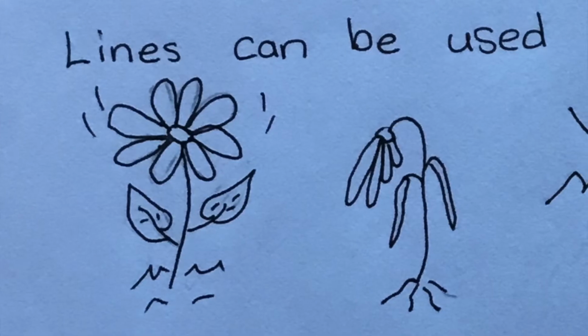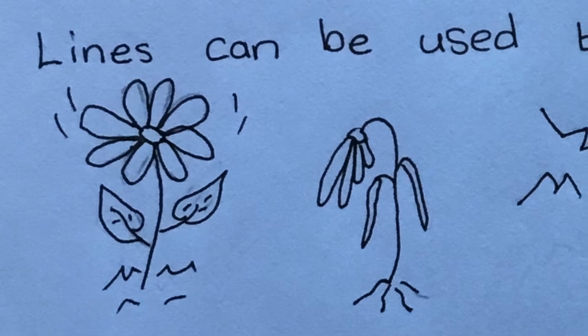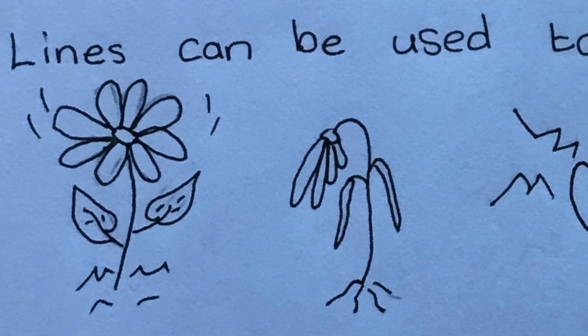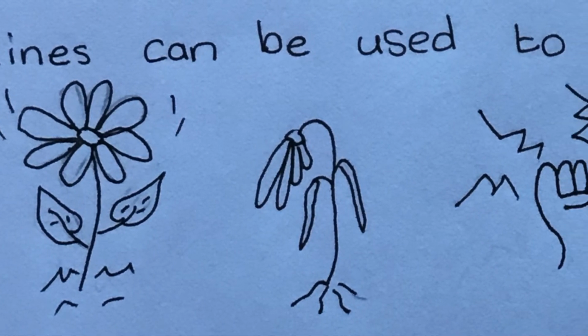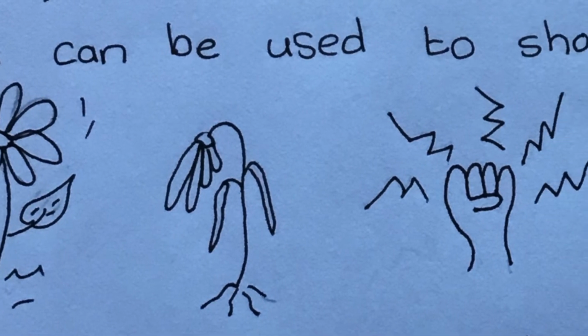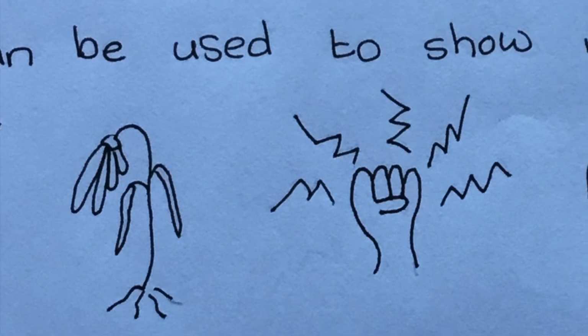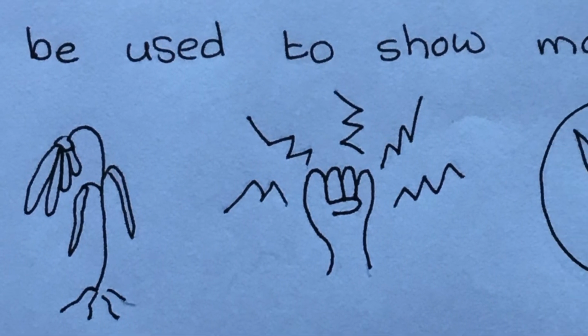Lines can also be used to show us mood. Have a look at the flowers. The first flower is really happy. His face is shining up to the sun, and we can see that by the little lines that are on the side of him. The flower next to him is very sad. Look at how the lines slope and bend.